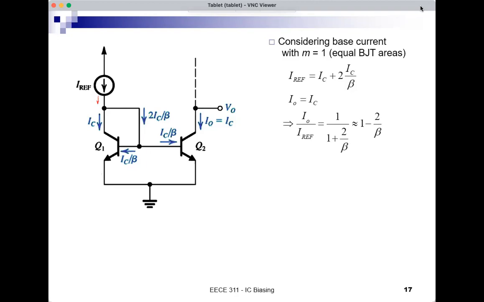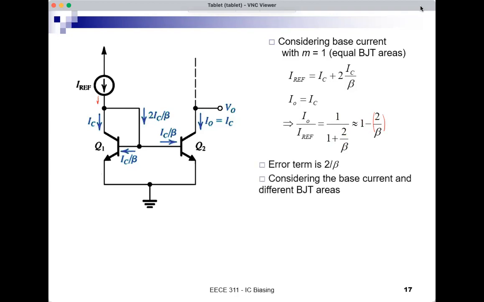Beta is usually large, and if beta is large, 2 over beta would be a small number, and then you can approximate 1 over 1 plus x when x is small by 1 minus x. So this is approximately 1 minus 2 over beta. So this is considered like an error term. This is the difference between the 1, which we would like to have, IO exactly equal to IREF, but it's not. And the actual term here is 1 minus 2 over beta. So 2 over beta is considered an error term.